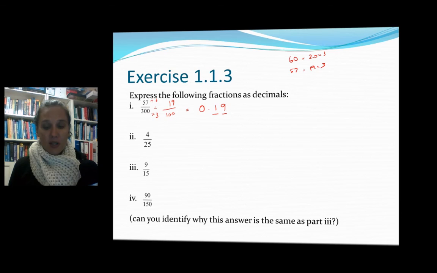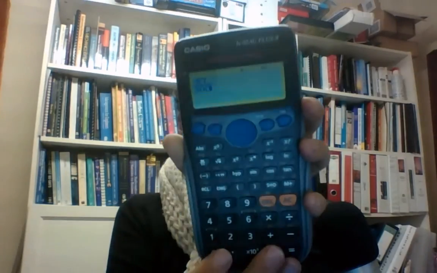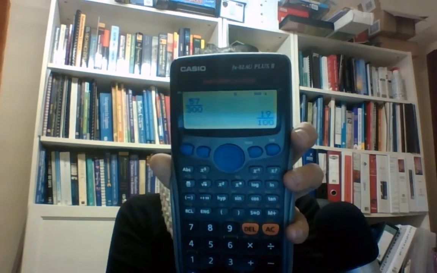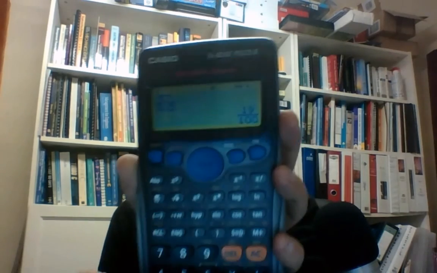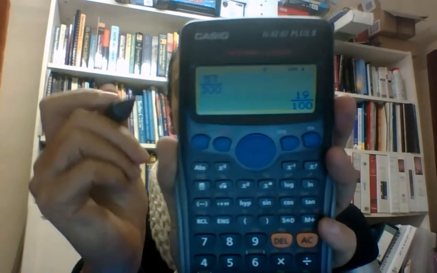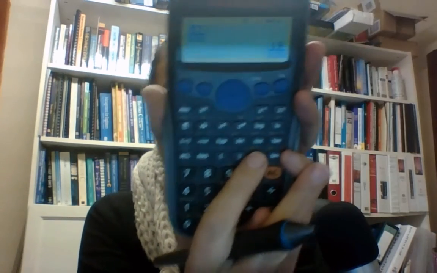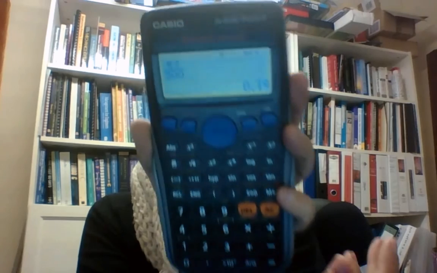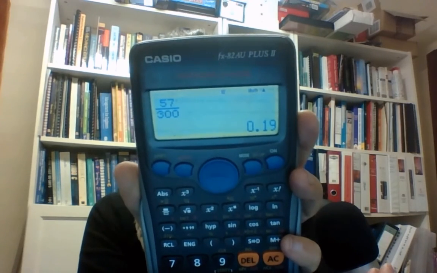So we can also use our calculator to show this here. So we're using our calculator. We press our fraction button, 57 and down and 300. So 57 on 300 and we press equals. Here we get 19 on 100 and we see that it's still written as a fraction. And we press this SD button here, and we should get 0.19.